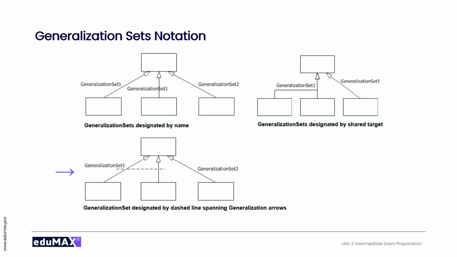Finally, at the bottom, we have generalization sets designated by dashed line spanning generalization arrows. Here, we use a dashed line to connect the generalization arrows, indicating that these generalizations belong to the same set. This visually groups the generalizations, again avoiding the need for explicit labels and keeping our diagram clean and intuitive.